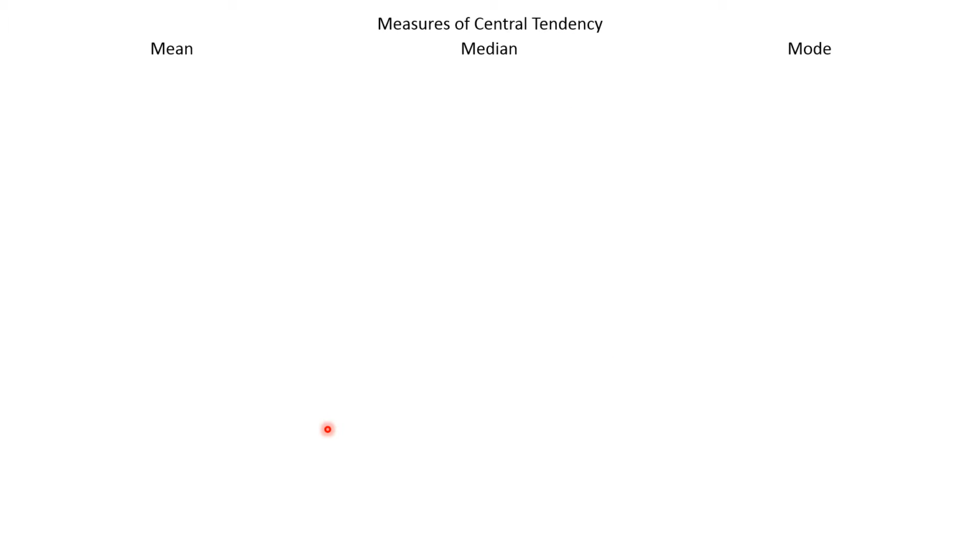The mean, the typical definition people give when I ask what is a mean is they say it's the average. Kind of. Technically, all of these are averages. An average is a measure of central tendency. However, when we think of average, what we think about is the mean. We think about adding all the values and dividing by the number of values that we added.